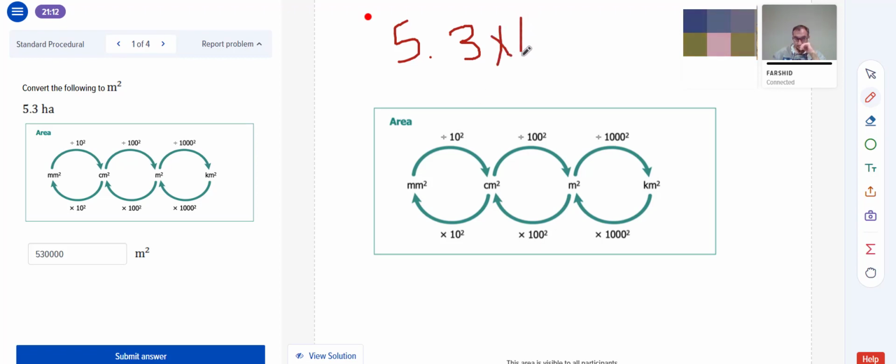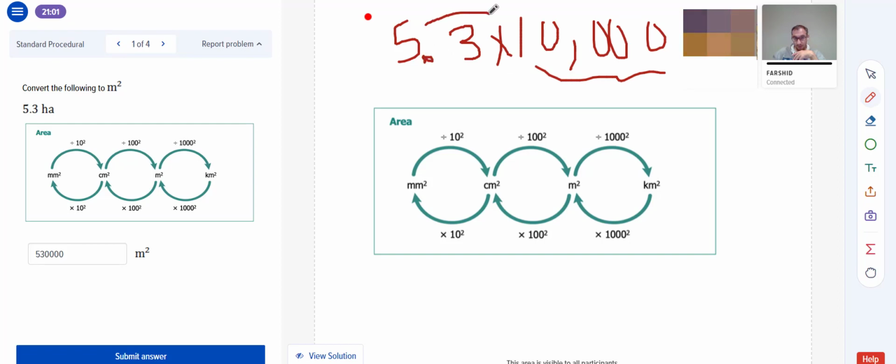Multiply by 10,000. So because of this decimal, you move this decimal to the right for 4 digits. That's the first, that's the second, that's the third, that's the fourth. So now you have 53,000 square meter, isn't it? You don't need this one. Submit this one.